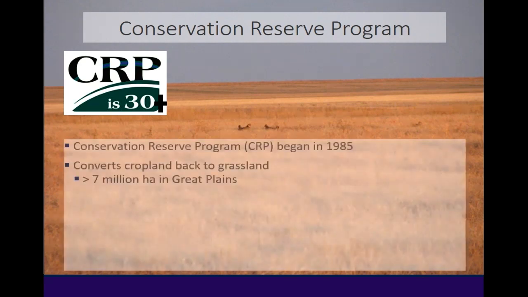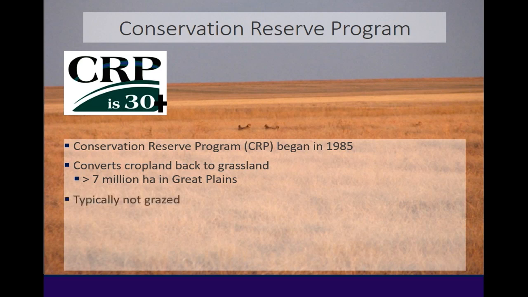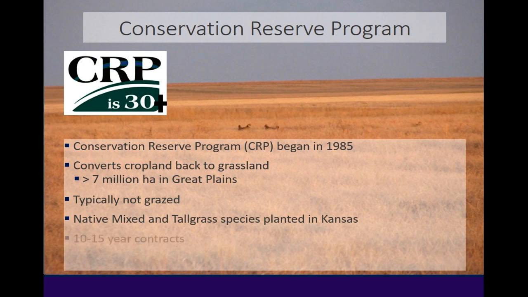So just a general background, the Conservation Reserve Program began in 1985. It's converted cropland back to grassland. Over 7 million hectares in the Great Plains have been converted. It's typically not grazed, although it can be grazed when there's an emergency, such as a drought or a wildfire, and producers in the area need some extra forage for their cattle. And although introduced species can be planted in certain portions of the United States, within Kansas and eastern Colorado, native tall and mixed grass species are typically planted.